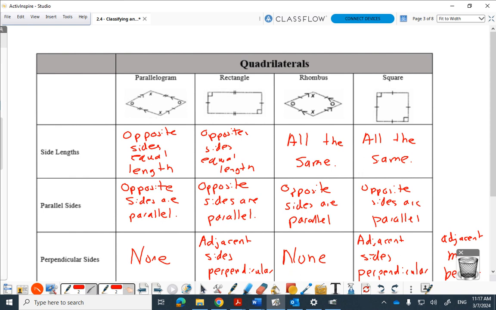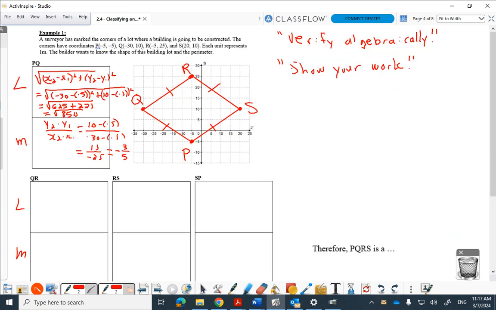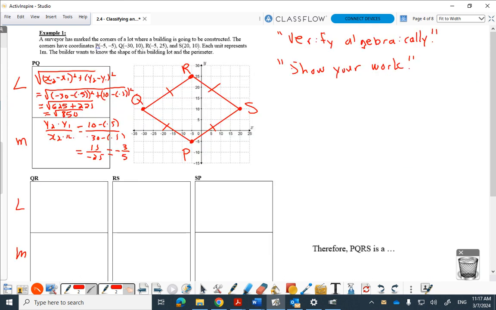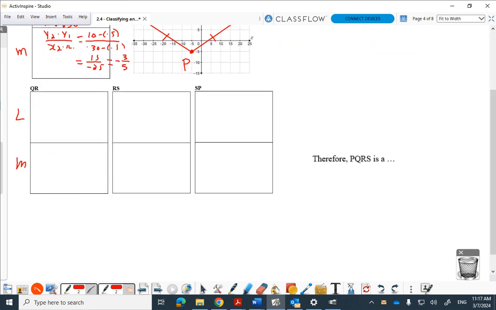Are adjacent sides perpendicular? Let's look at the slopes. -3/5, +3/5. It did change signs, but did it flip? No. So the sides aren't perpendicular. After all that work, therefore, PQRS, down here, is it in the corner of your note? Yes. Therefore, PQRS is a rhombus.